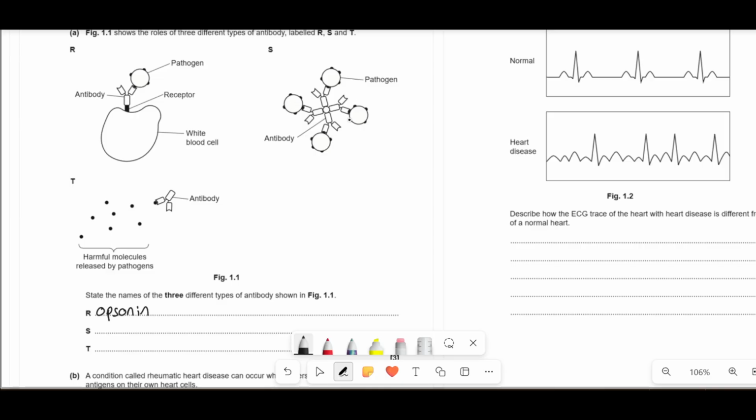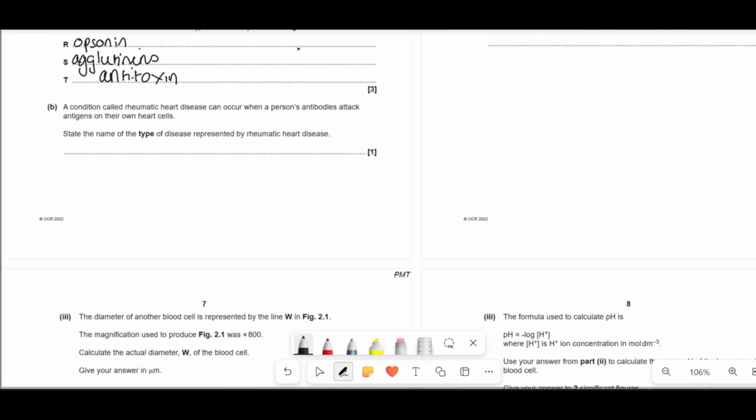So in S, you can see you've got an antibody and it's clumping together these pathogens here. So that means it's agglutinating. It's putting them together and sticking them together, clumping them. So agglutinins. With T, we've got harmful molecules released by the pathogen and this antibody is binding to them. Those are toxins, so it's acting as an antitoxin.